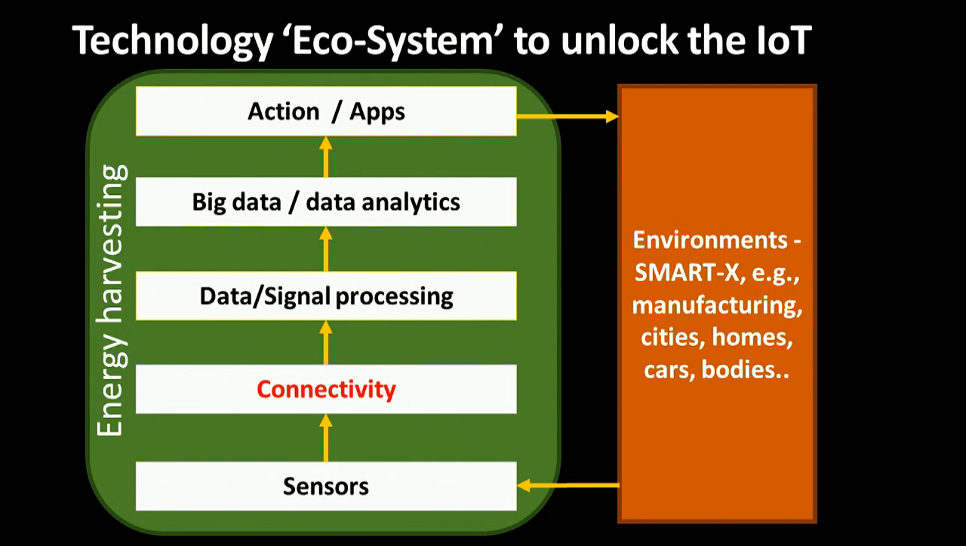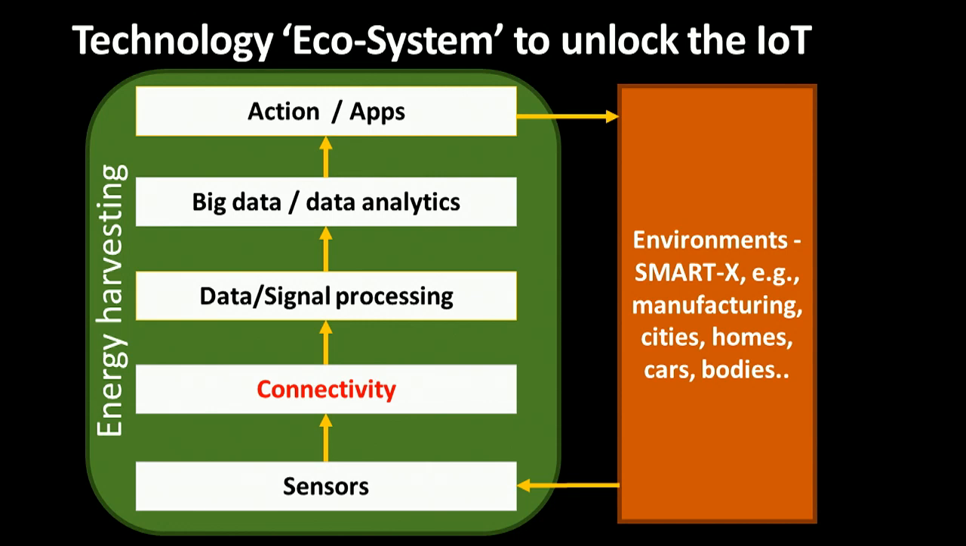And this is a feedback loop, it's a closed loop. And obviously, if we think about the green box here as our future smart system, we don't want to charge our smart system in the future like we do with our smartphones every evening. It needs to be energy autonomous. So energy harvesting comes in as well.